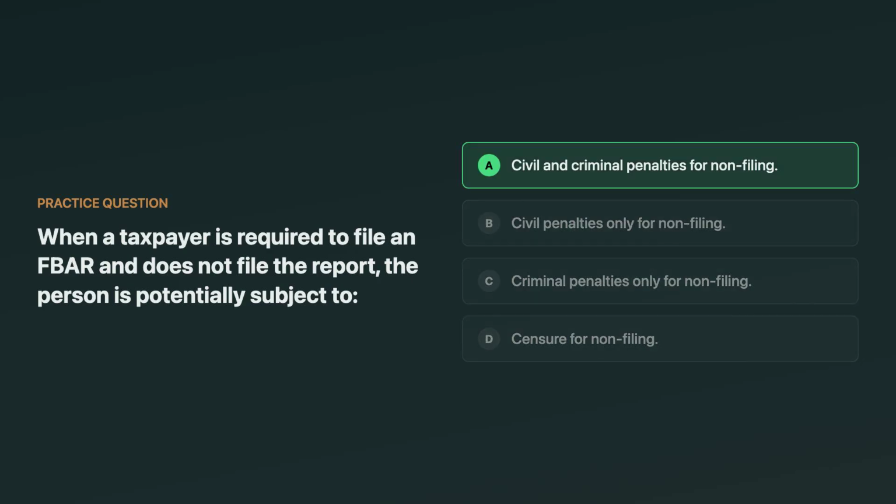The correct answer is civil and criminal penalties. FBAR violations can trigger civil penalties for non-willful and willful failures, and in appropriate cases, criminal penalties too. The tempting wrong answer is civil only, because most tax penalties feel civil, but FBAR enforcement can absolutely go criminal when the facts support it.